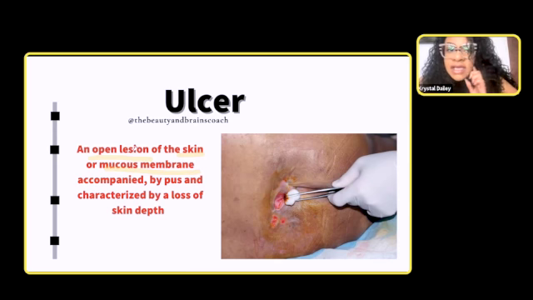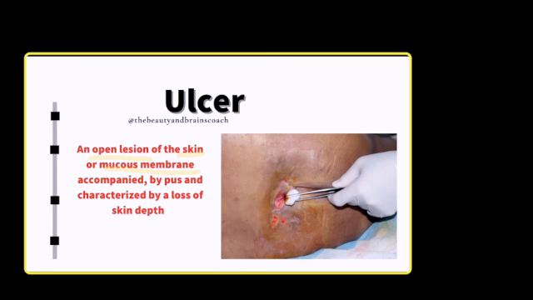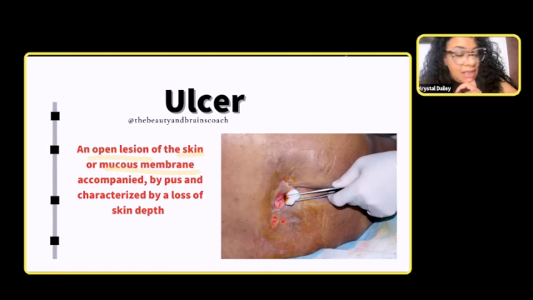That can live on the skin or on the mucous membrane. You just got to remember what mucous membrane is. And there's going to be pus and a hole in the skin. That's the loss of skin depth part. How we feeling? Talk to me, y'all. Does that definition make sense? Yeah. All right, perfect.